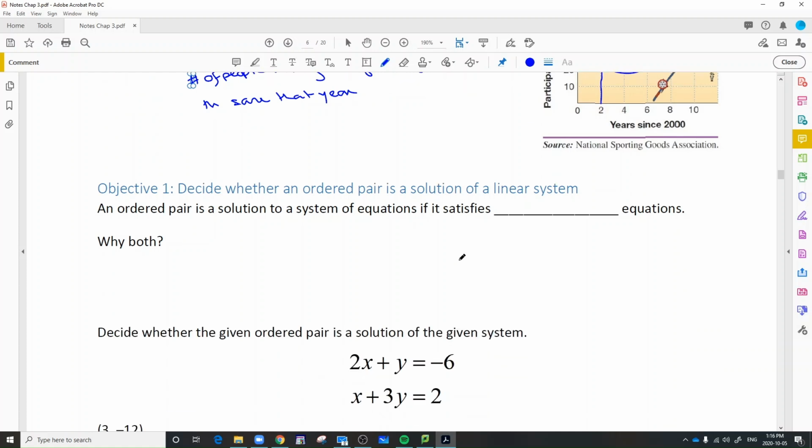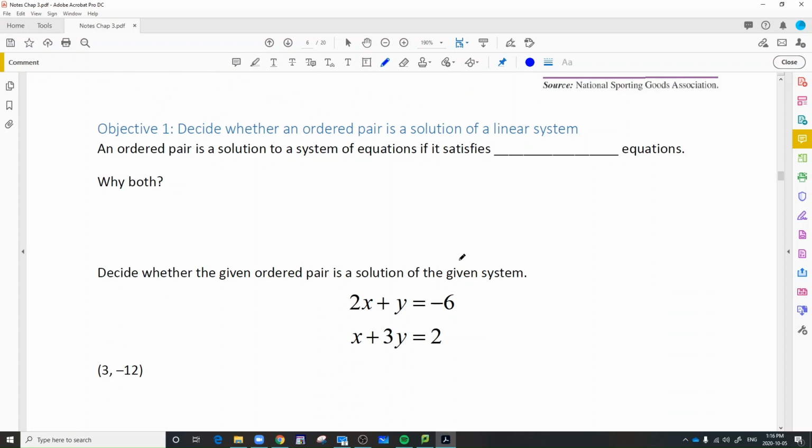So the first thing I want to look at is the first objective, which is deciding whether an ordered pair is a solution of a linear system. An ordered pair is a solution to a system if it satisfies, and this is the key thing, both of your equations. Why both? Well, if I have an equation of a line here and I say this point satisfies it, but my other line's here, that point's only going to satisfy one of the lines. This is the only point that will satisfy both of the equations.